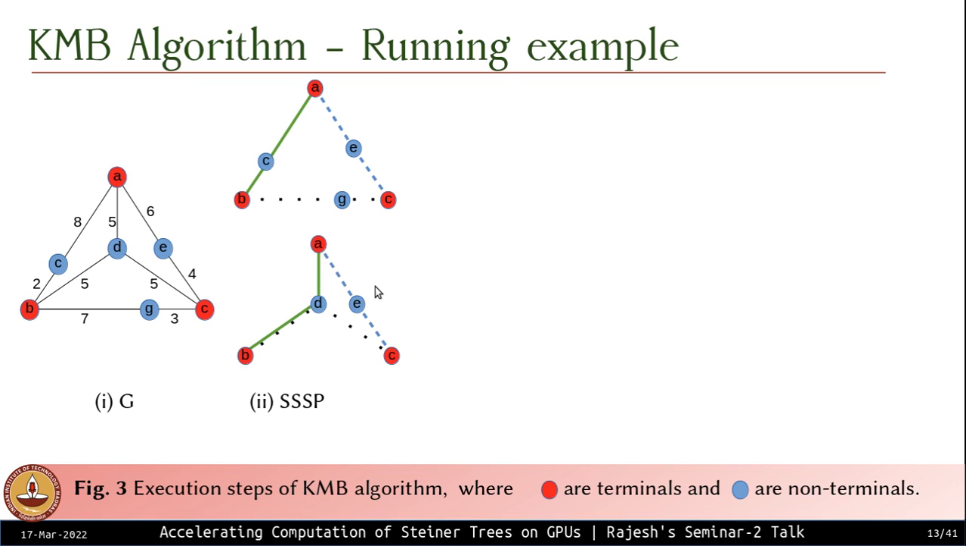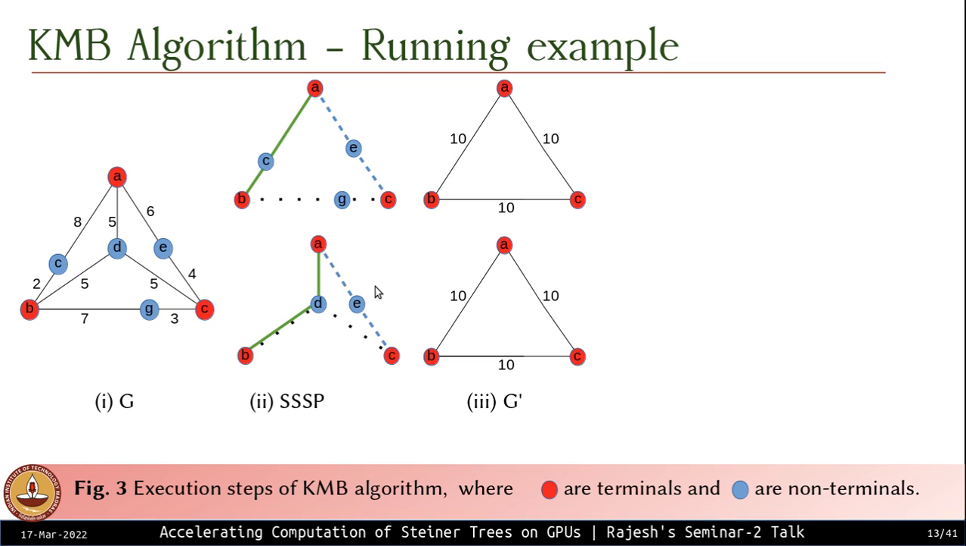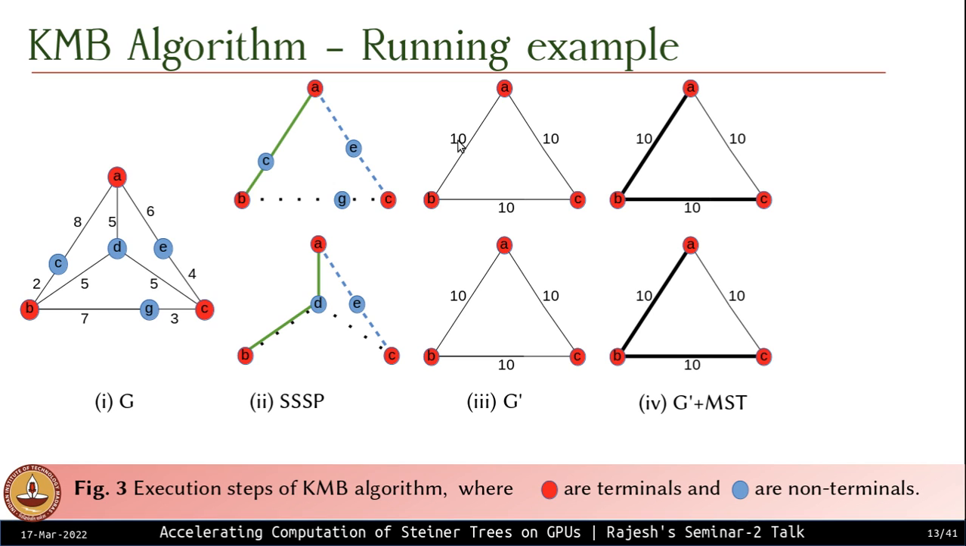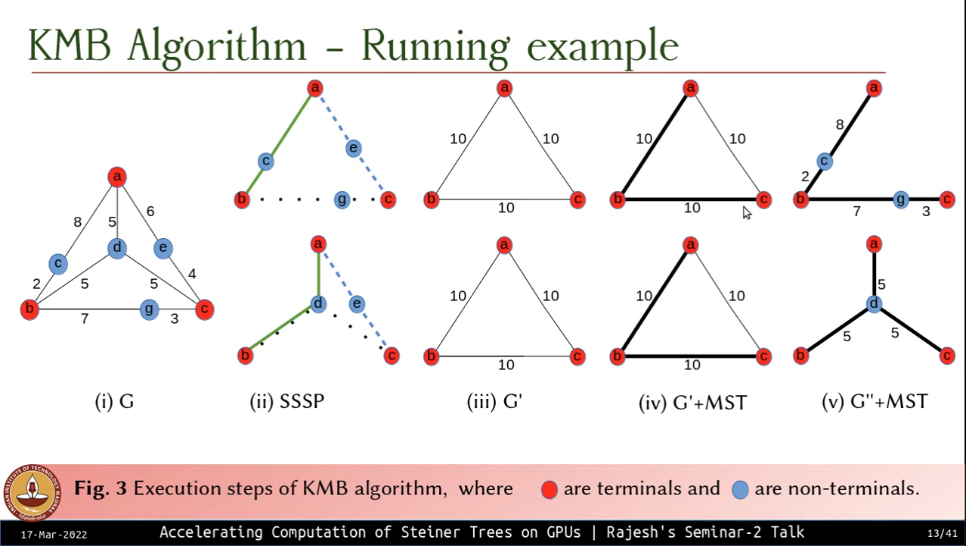What is G prime here? G prime is a complete graph on three vertices, which is a K3 triangle here, and since all the distances are the same, all the edge weights happen to be 10. So let's run MST on that. Let's say MST chooses the same set of edges for both the top and the bottom configuration, and let's expand those edges. So this is phase 3.